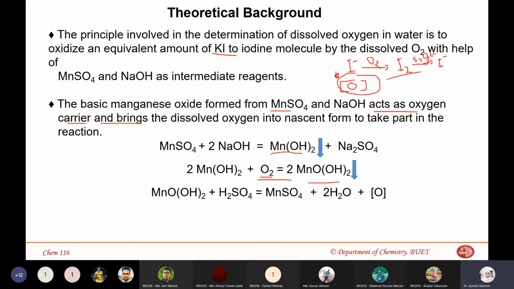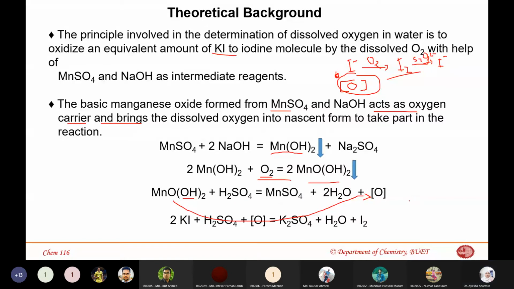Next step, it will react. If you add the acid there, it can take this oxygen out as the nascent oxygen. As soon as you add the sulfuric acid here, the H+ comes and interacts with this, makes this one water, and this oxygen comes out, and the manganese becomes reduced again from manganese 4 to manganese 2, and it removes this oxygen as nascent oxygen.